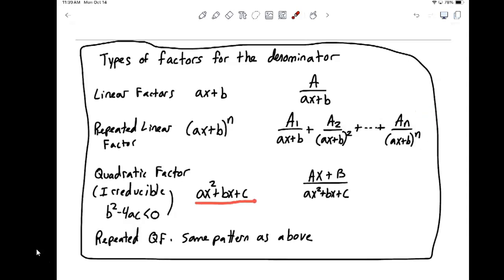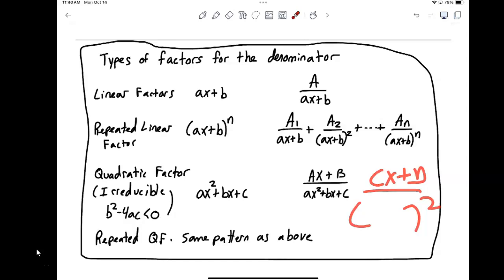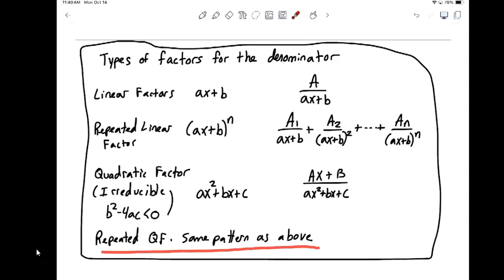If you have a quadratic factor, that means it's second degree, so we have to allow for the numerator to actually be first degree. Okay, and then we would write out the fraction like that. If we have a repeated quadratic factor, like if this thing was that stuff squared, then you'd have a fraction for the first power, ax plus b, and then you'd have a cx plus d over that stuff squared. Right? Your second way of breaking that down. Okay. So that's a repeated quadratic factor.